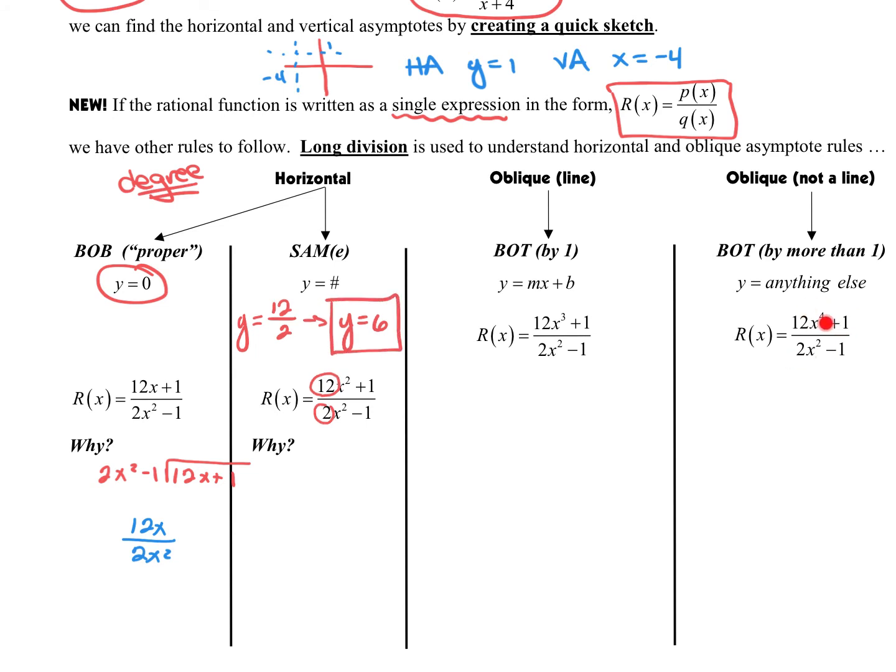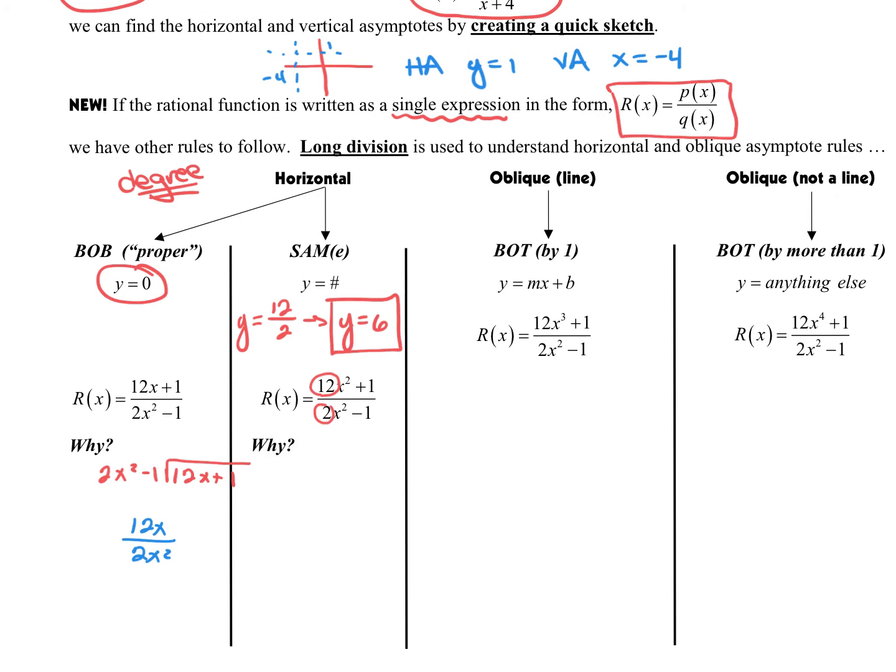And as I mentioned about this problem over here, if you type this or this into Desmos, you'll see that on this BOB, you have an asymptote. It's going to approach that y equals 0. On this one, you'll see that you have an asymptote of y equals 6, and it's approaching that.